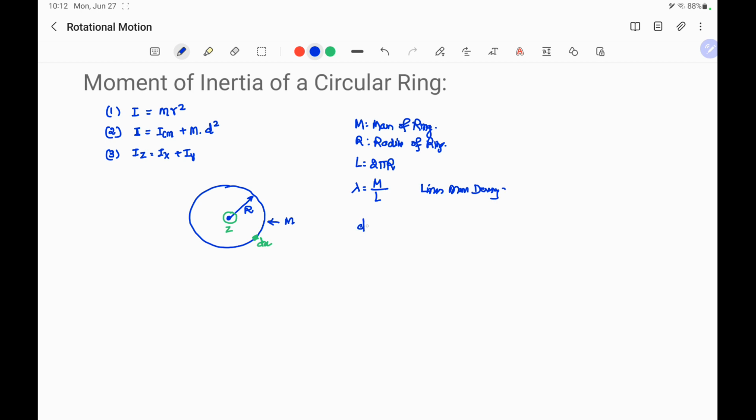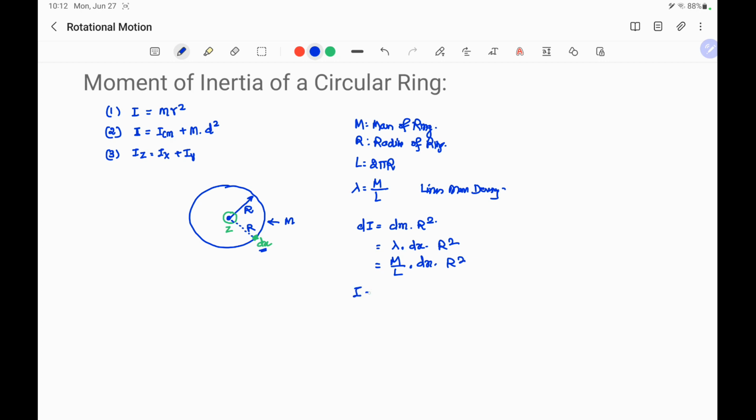Now, to find the elementary moment of inertia due to the elementary length dx, we will have that this is dm, the mass of this elementary length, into the distance of this elementary length from the axis of rotation, which is again r, so it is r square. So we can write it is lambda, the linear mass density, times length into r square, and lambda can be replaced by m by capital L into dx into r square.